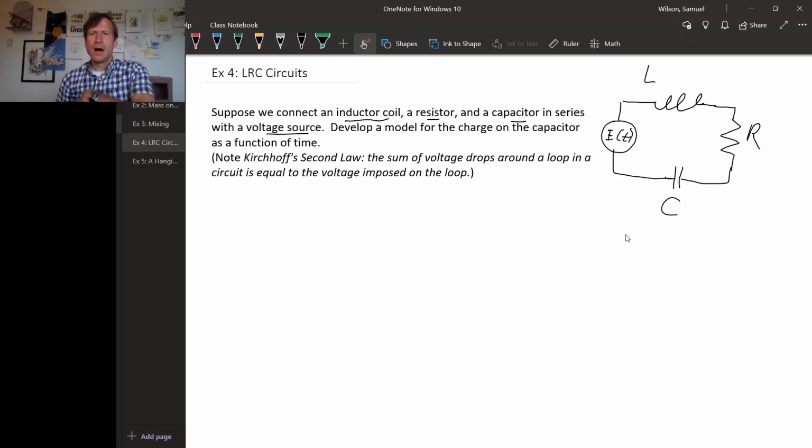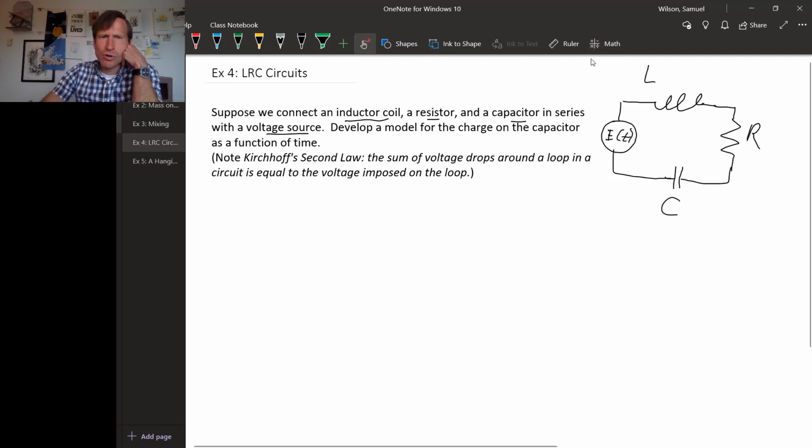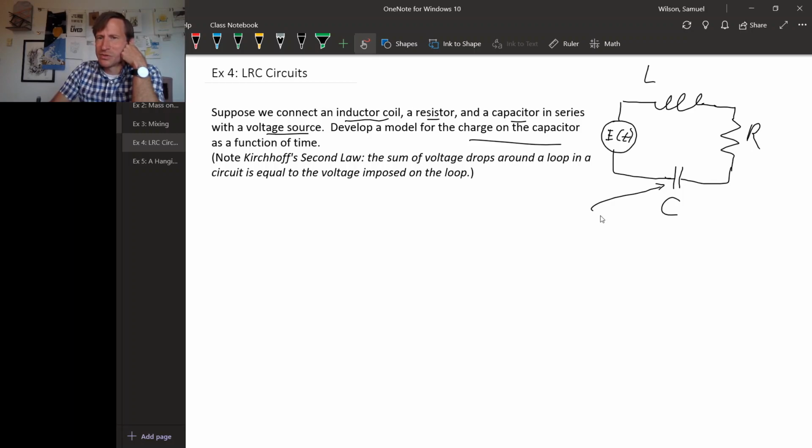All right, so we're going to develop a model for the charge on the capacitor. So we probably need a symbol for the charge on the capacitor. And it's going to be a function of time, of course. We can't use C for charge because that's taken by capacitance. The traditional symbol is Q for charge, and it's a function of time.